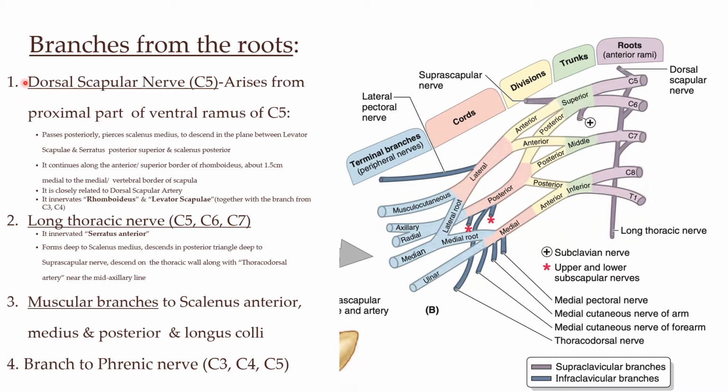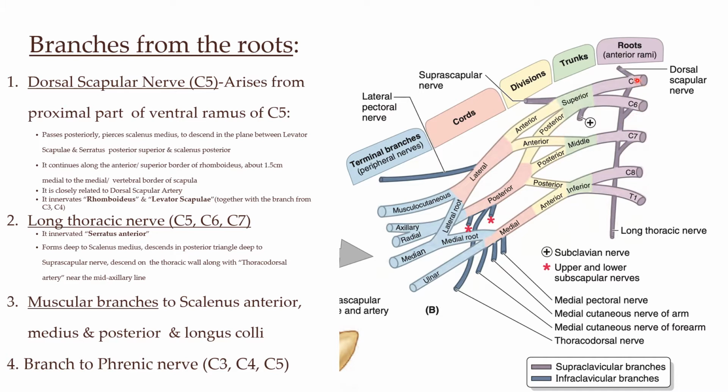Branches from the roots of the brachial plexus. The first branch is the dorsal scapular nerve, which has the root value C5. The second branch is the long thoracic nerve, that is nerve of Bell, which has the root value C5, C6 and C7. The roots of the brachial plexus also give muscular branches to scalenus anterior, scalenus medius and scalenus posterior muscle along with a few fibers to longus colli. Phrenic nerve also receives fibers from the roots of the brachial plexus. Phrenic nerve has the root value C3, C4 and C5. So the C5 component comes from the root of the brachial plexus.